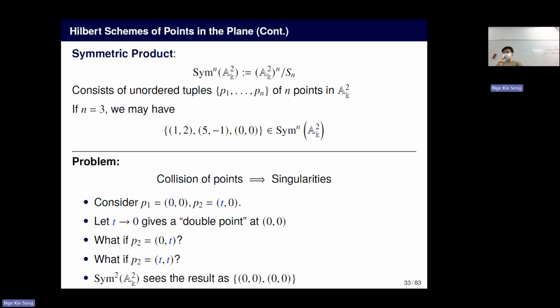The symmetric product just sees the result as a set of these unordered tuples, and it loses all the infinitesimal information about the directions of approach. This is what makes it singular. And so we need a better space to keep track of this extra data, and the Hilbert scheme is a refined object that does this job. So let's see how we can motivate that definition.